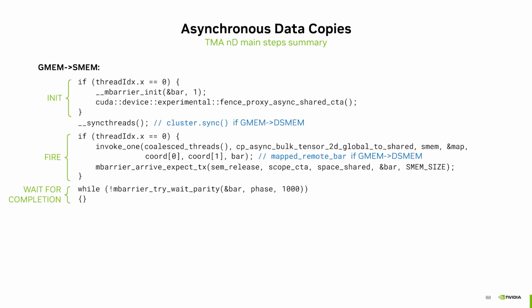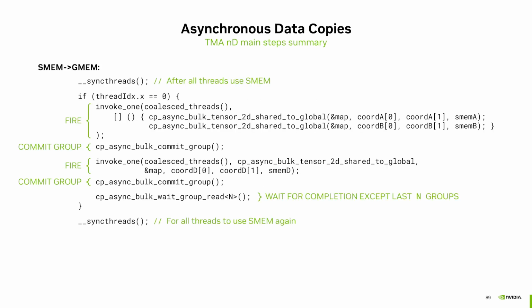The other direction is synchronized at a thread local level. So again, we fire a copy or several copies. Then we call a bulk commit group, which is similar to LDG-STS. So we can have multiple batches. And then we wait for all batches except the last N. So this is very, very similar to LDG-STS.